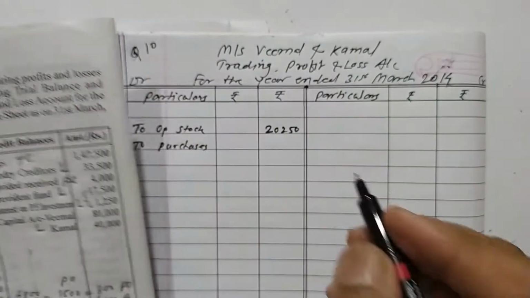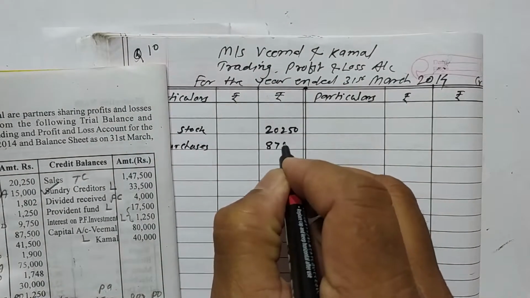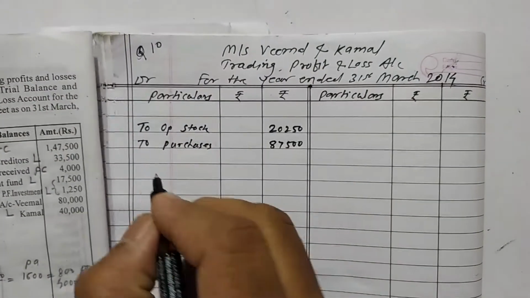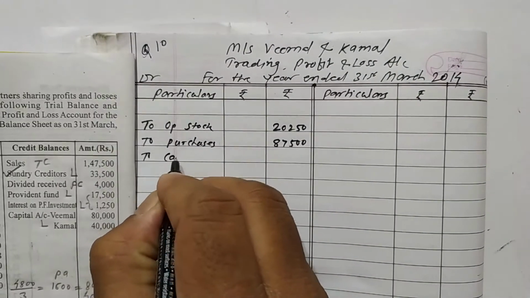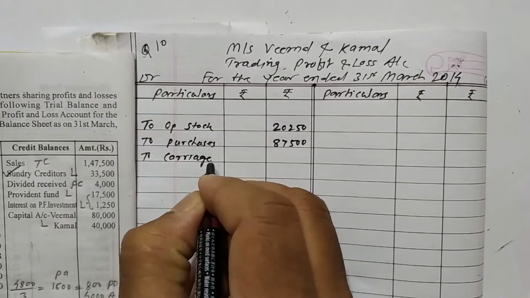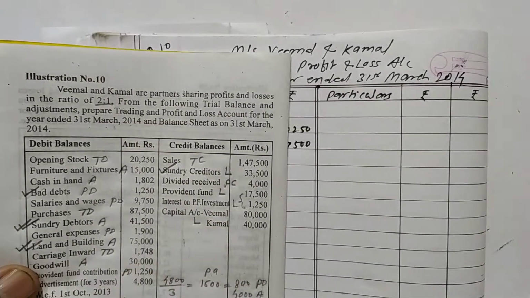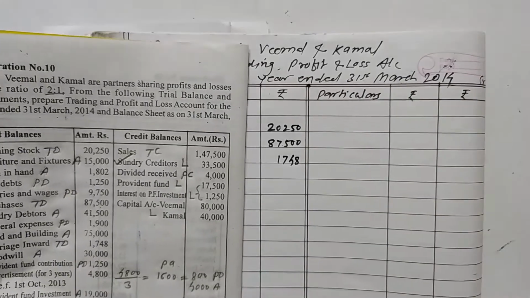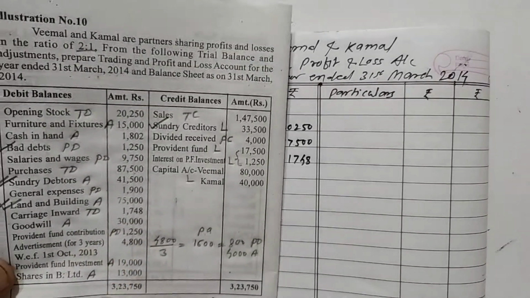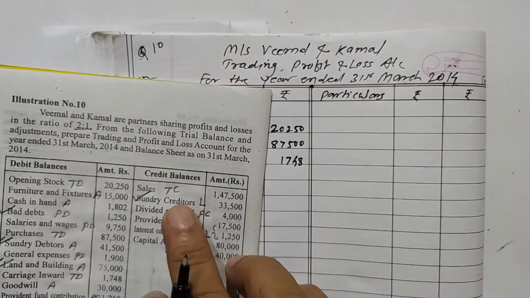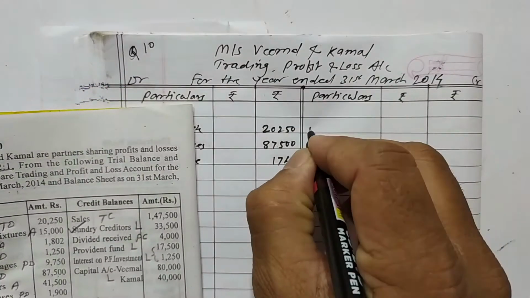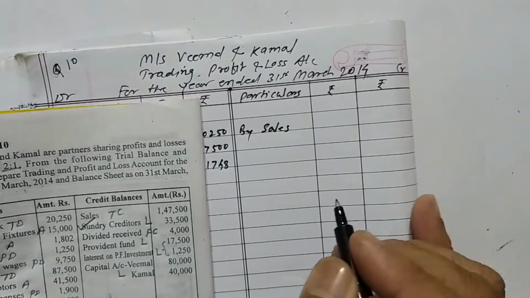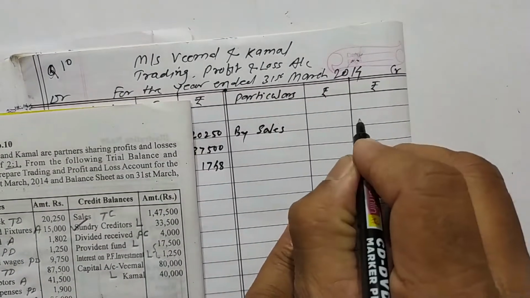Rupees 87,500. Next is carriage inward. Rupees 1,748. Now see the credit side, sales. Write on the credit side, by sales, rupees 1,47,500.